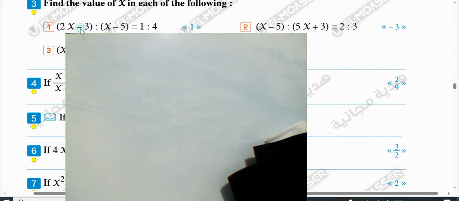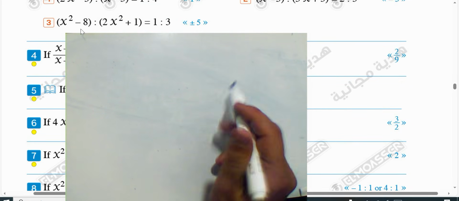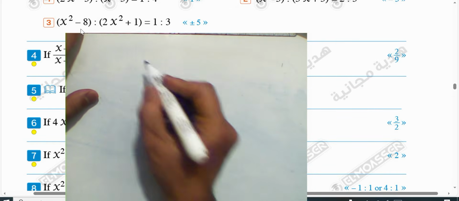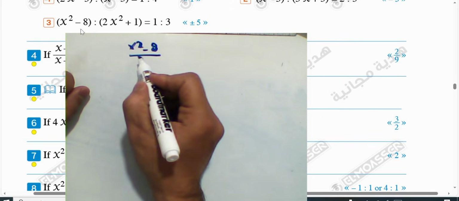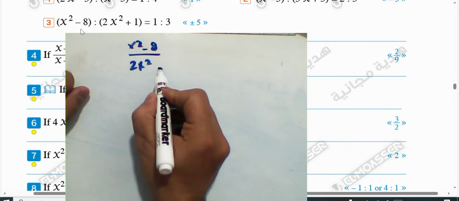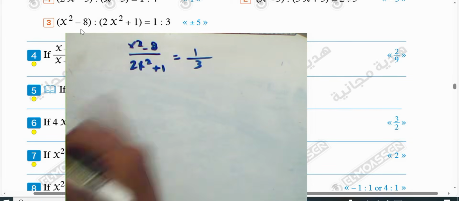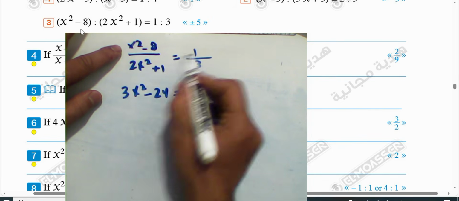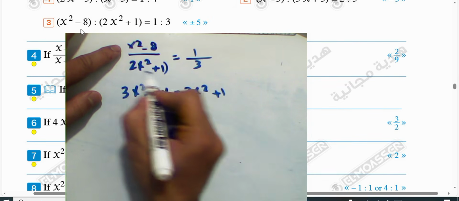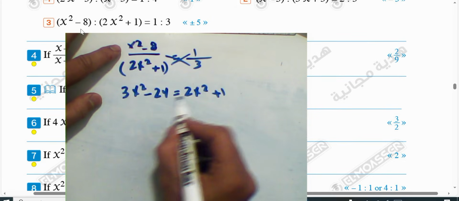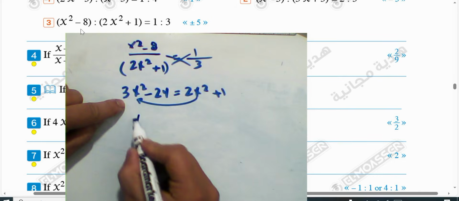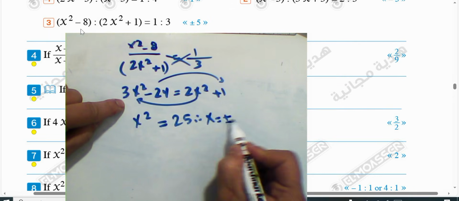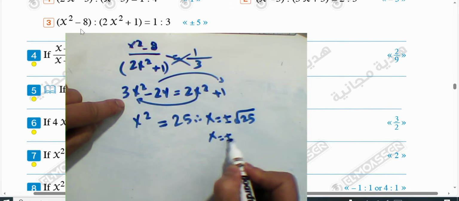Understood? Next question, number 3. X power 2 minus 8 over 2x power 2 plus 1 equals 1 over 3. Look here, 3 times x power 2 and 3 times 8 is 24. 1 times 2x power 2 times 1. Okay, and then subtract 3x power 2 minus 2x power 2 equals x power 2. Move here, 1 plus 24 is 25. And the value of x equals positive or negative square root of 25, and the value of x will be positive or negative 5.